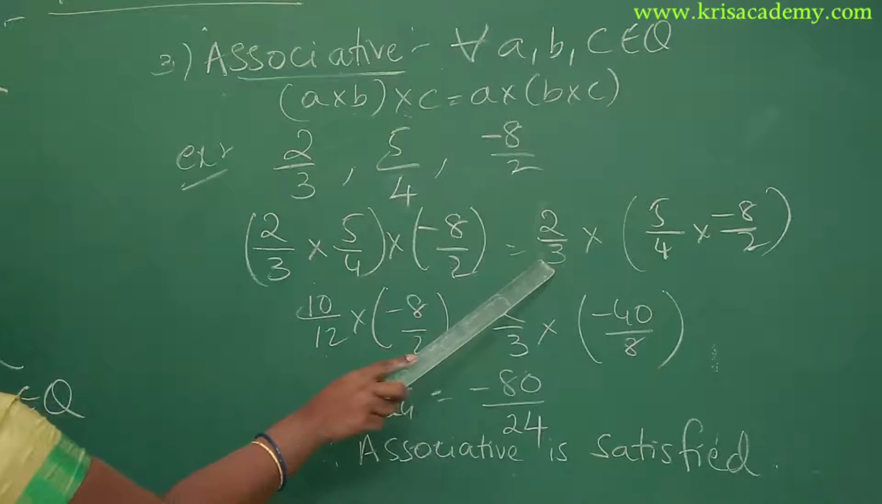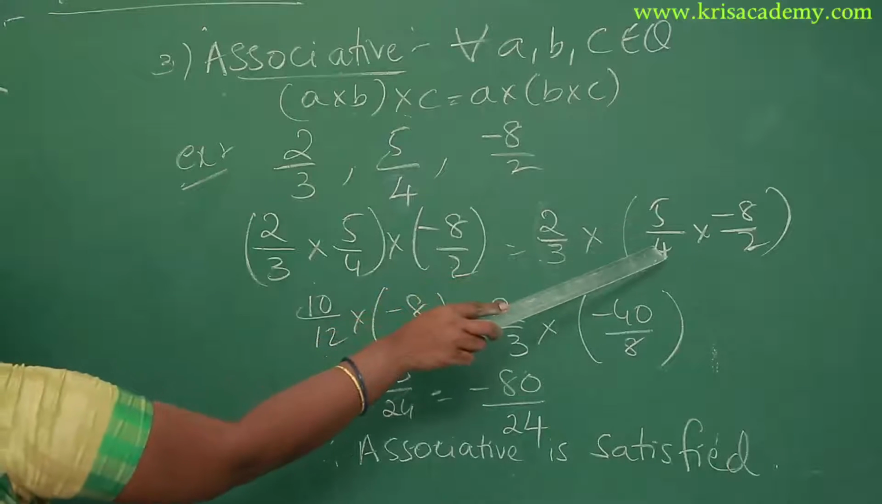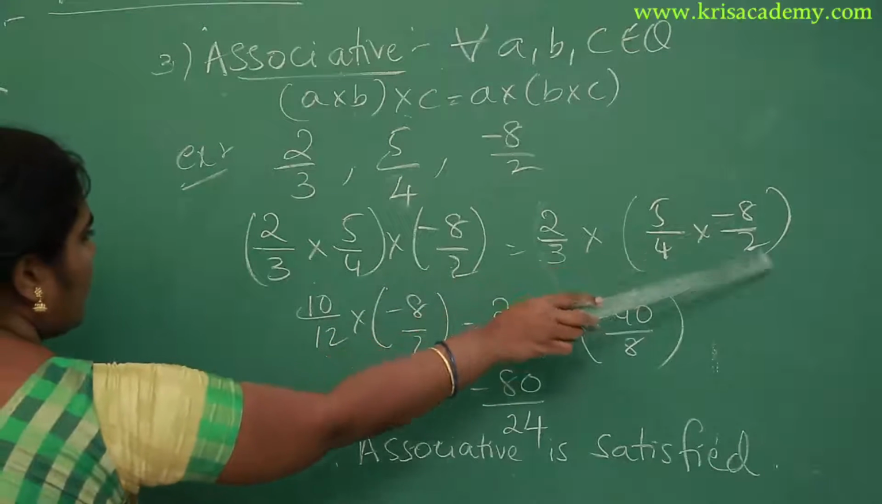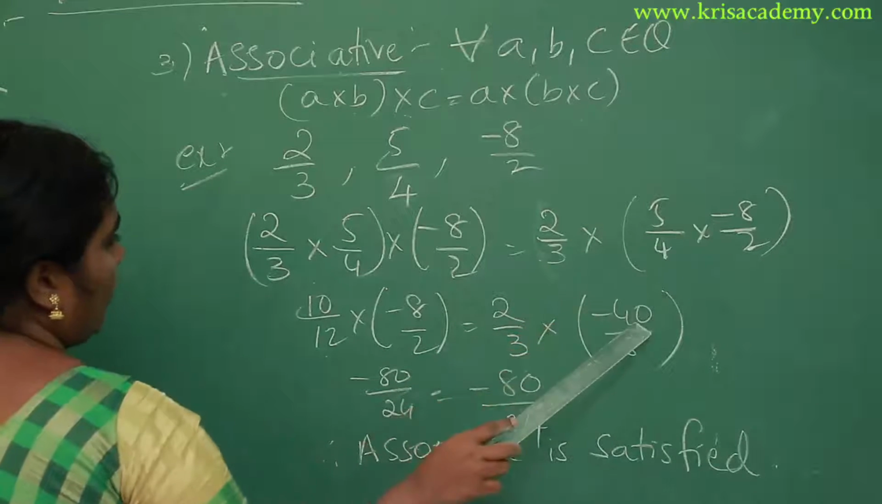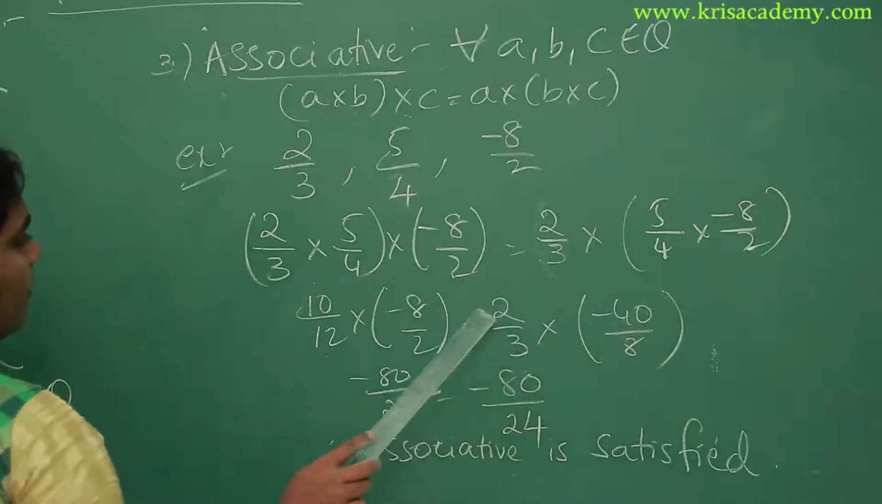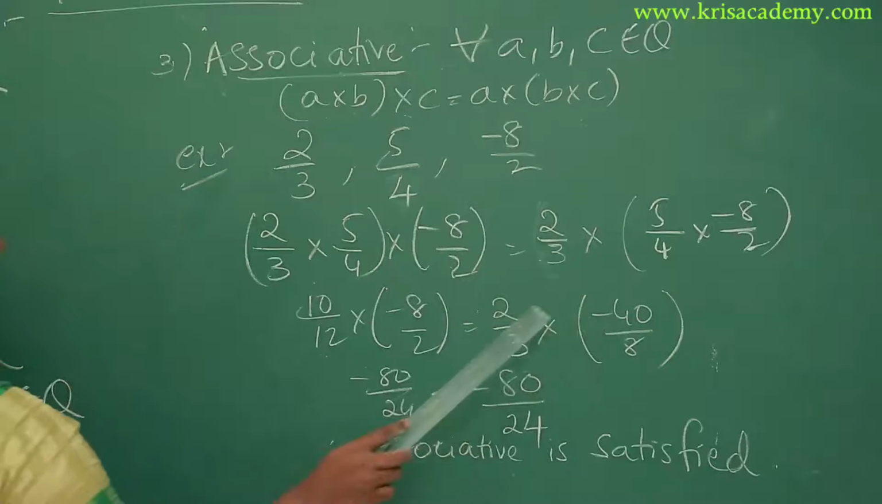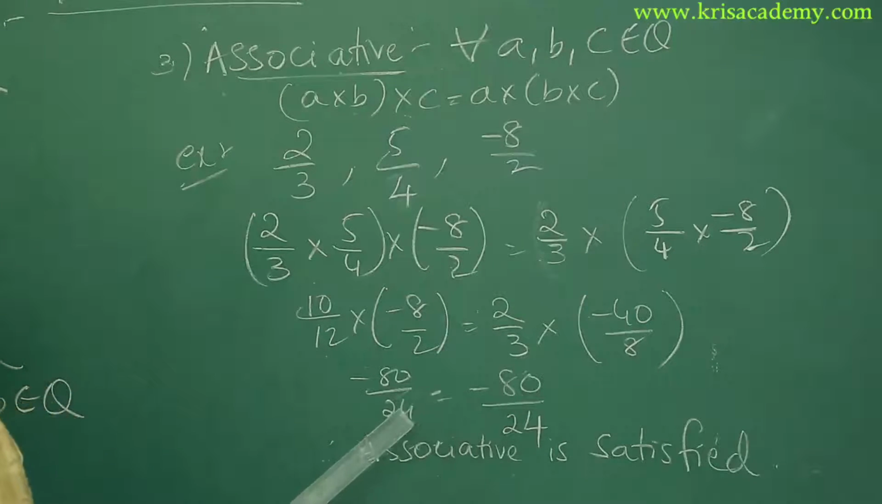A value is 2 by 3, B value is 5 by 4, C value is minus 8 by 2. Plus into minus, minus, 5 8s are 40, 4 2s are 8. Plus into minus, minus, 2 into 40 is 80. LHS is equal to RHS. Associative is satisfied.